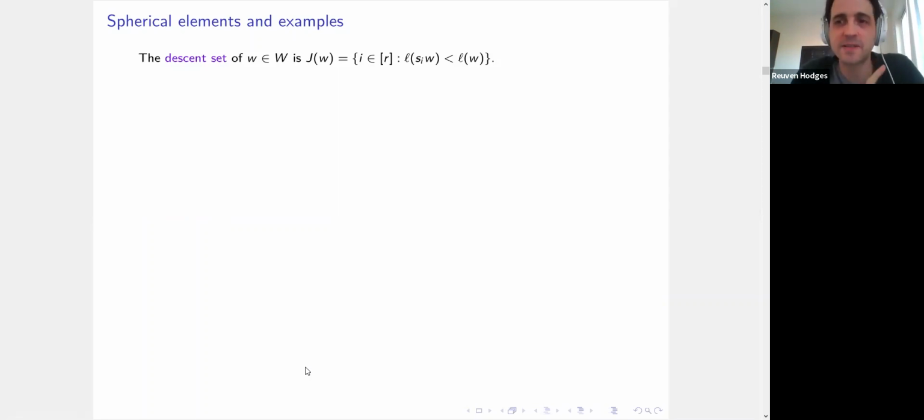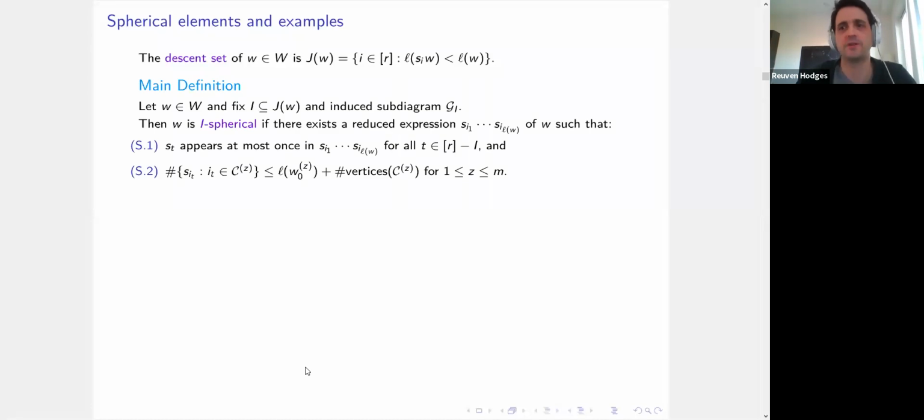So just a descent set. You take some element in your Coxeter group. The descent set is the set of all nodes such that when you multiply W on the left by the associated simple reflection, it decreases in length. Okay, so this is the descent set of W.